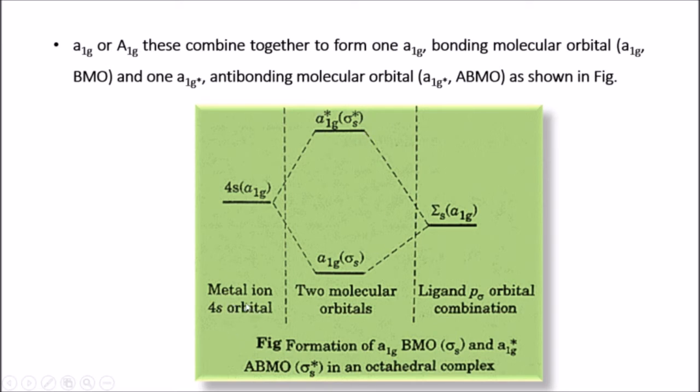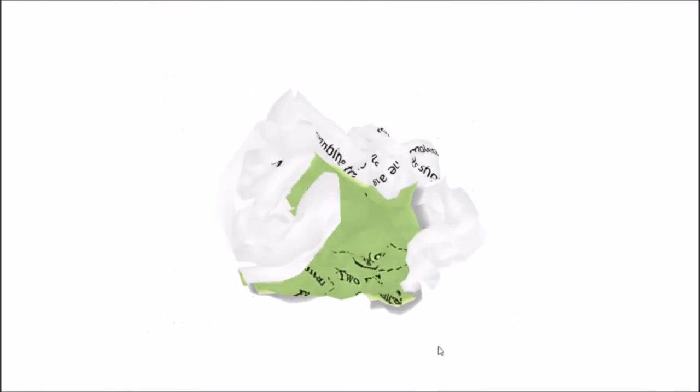This is the 4s orbital of the central metal ion, and this is the ligand p sigma orbital, and their combination results in BMO and ABMO. So this is the formation of A1G BMO, that is sigma s, and A1G star ABMO, that is sigma star s, in octahedral complexes.